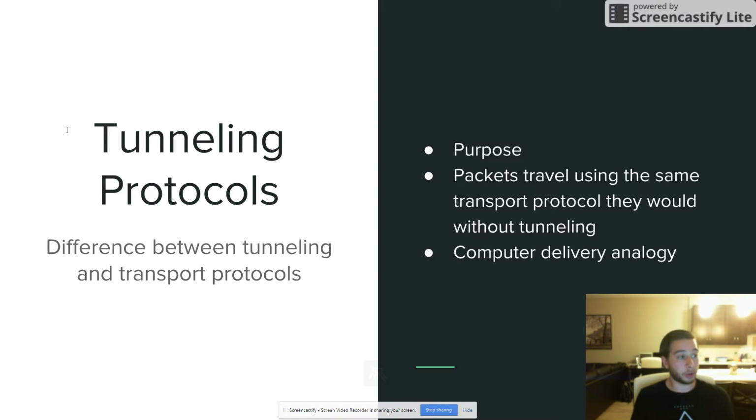The truck, or the transport protocol, travels over the highways, or the internet, to your home, the other tunnel interface, and delivers the computer. You open the box, the tunneling protocol, and remove the computer, the passenger protocol. And that goes down the line of the whole process of how the tunneling and transport protocols are used.